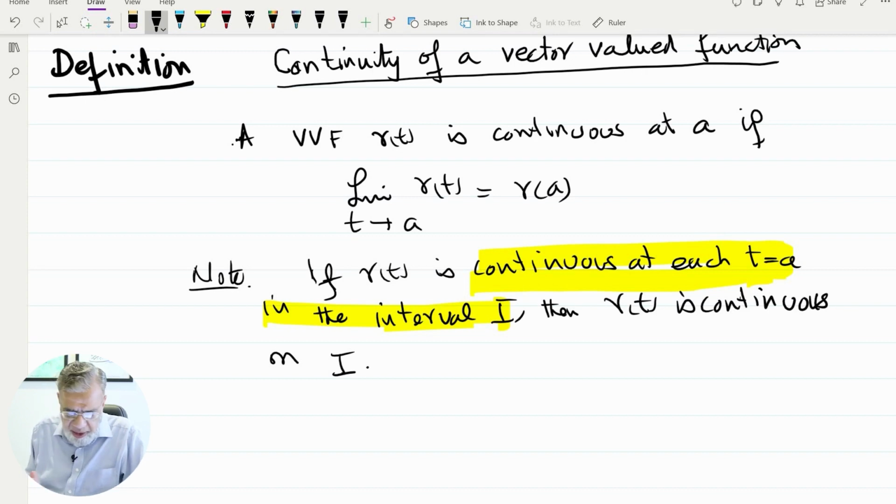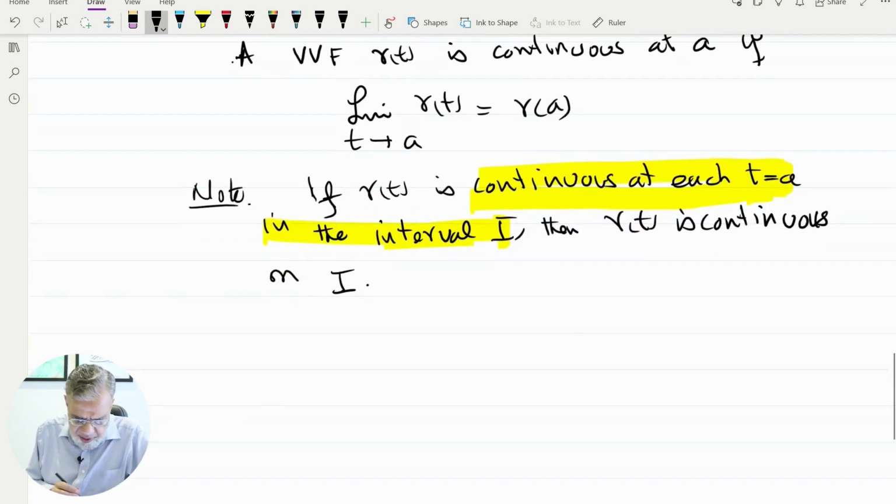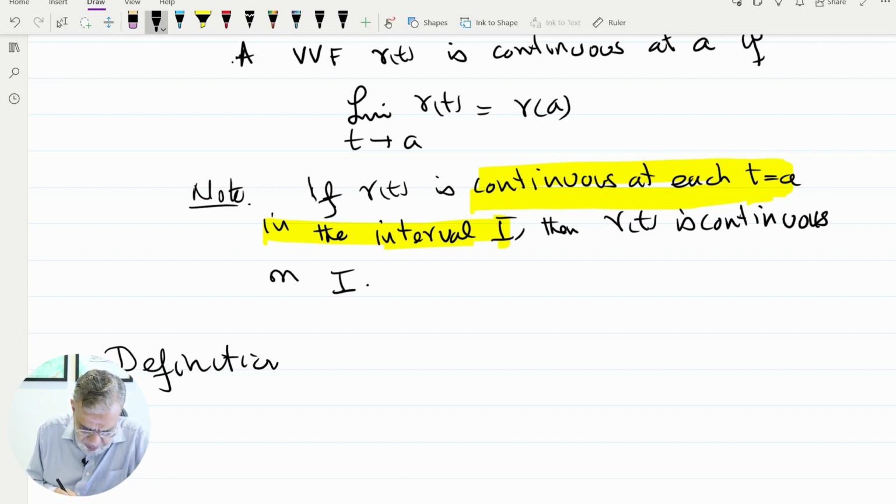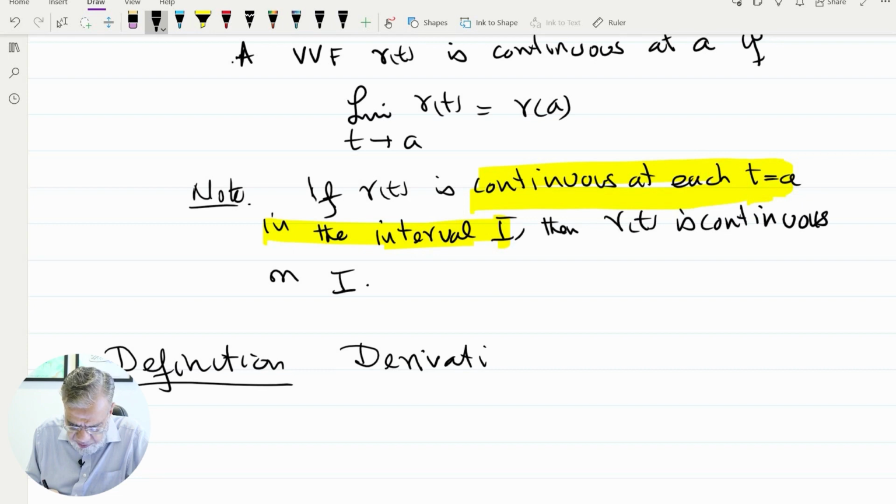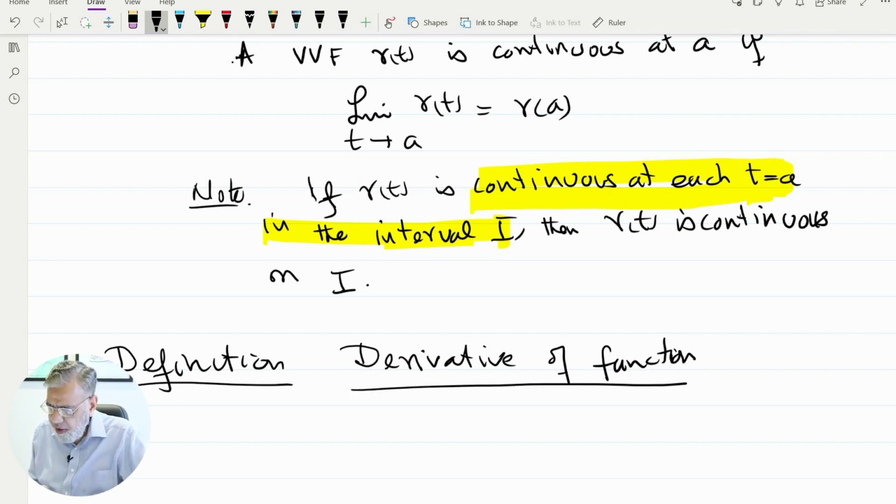We can now extend this and have the definition of the derivative. This is our derivative of the function. This third definition we are going to have here: the derivative of the function. It's just like what we had done before in our previous courses for a simple function. Now we discuss it for the vectorial function.